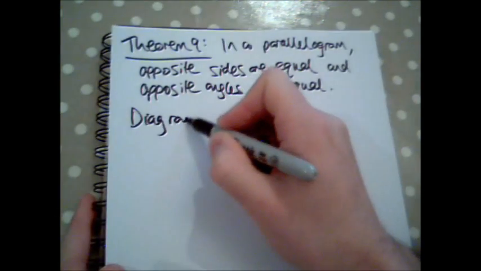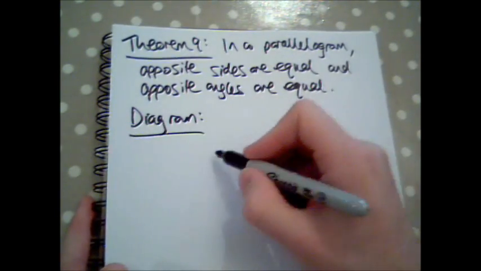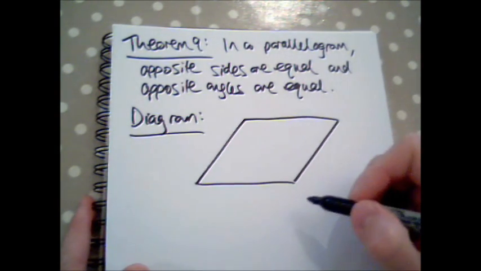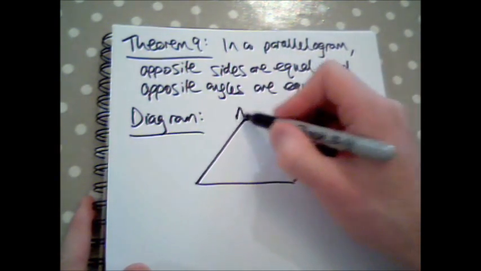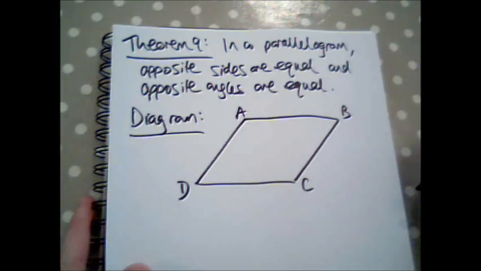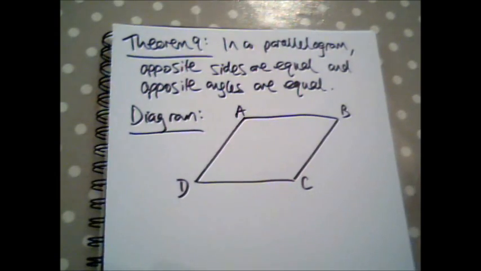There's not much in this diagram. We just have a parallelogram like this. Let's call it A, B, C, and D. We're not going to mark in any angles yet because we're going to do a construction in a second. So we just hold off marking in the angles. So this is our diagram.